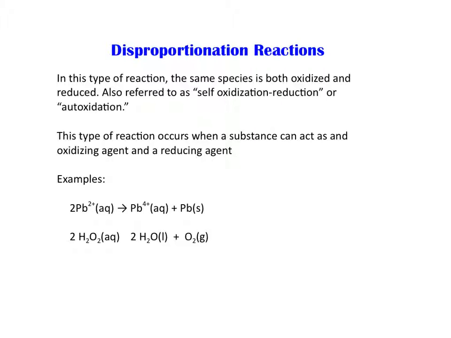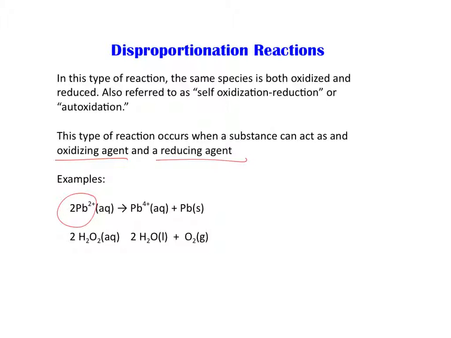All right, disproportionation reactions. In this type of reaction, the same species is both oxidized and reduced, so it both gains and loses. This is referred to as self-oxidation reduction or autooxidation. This type of reaction occurs when a substance can act as both an oxidizing agent and a reducing agent.